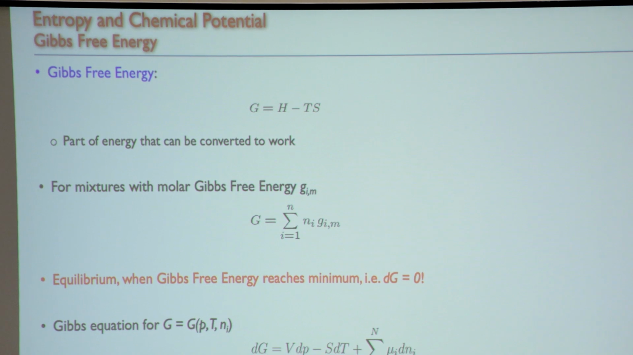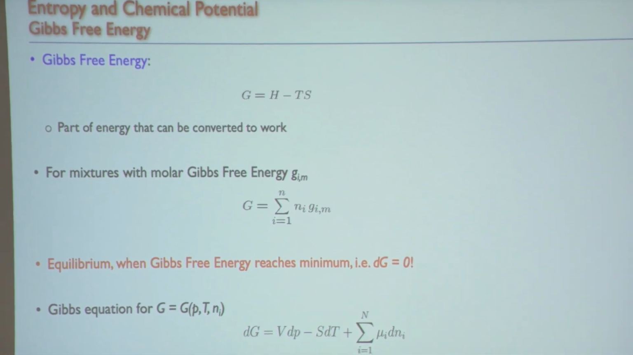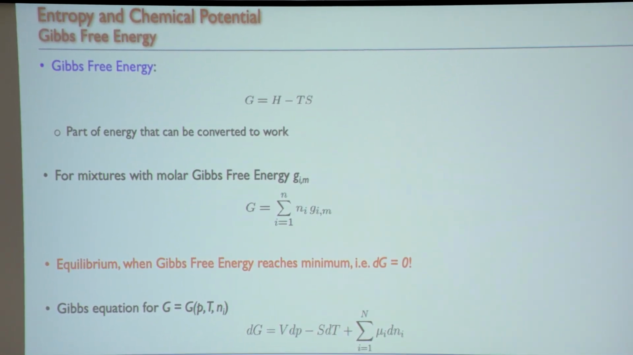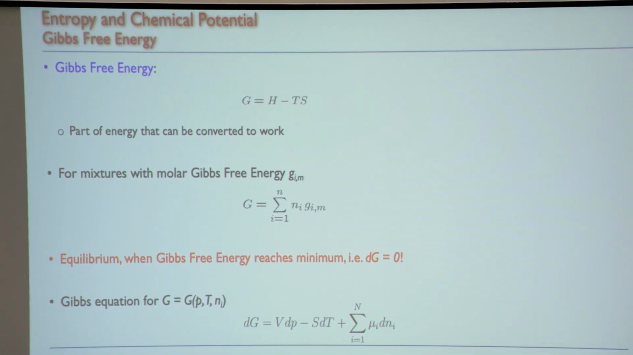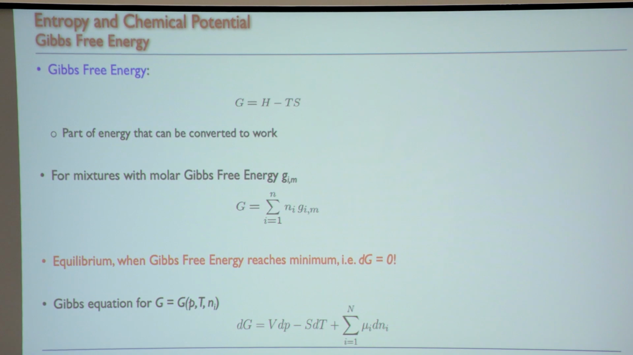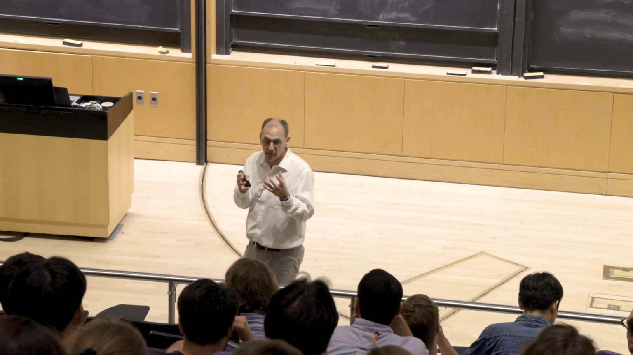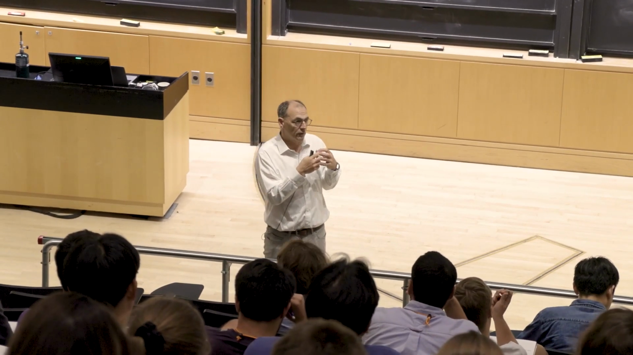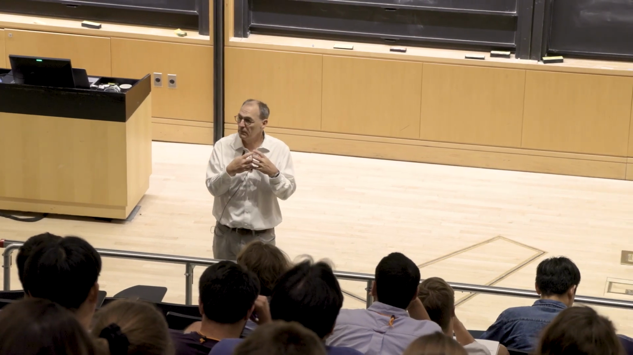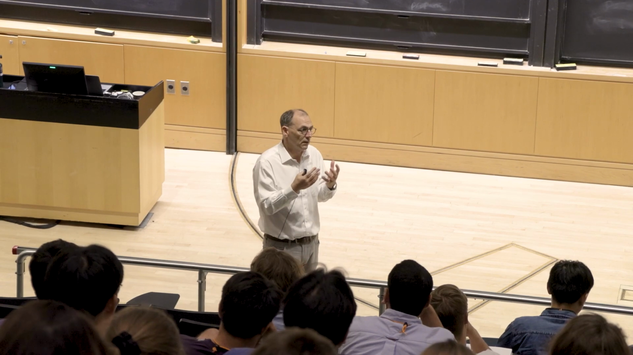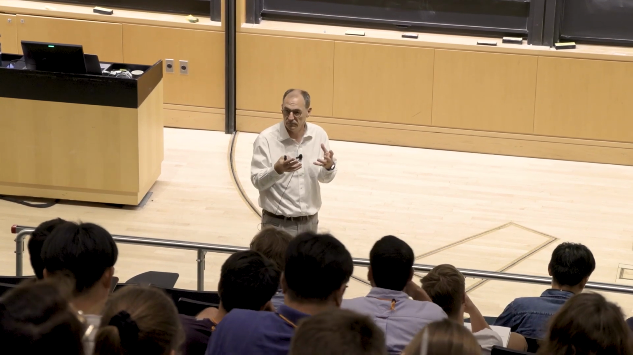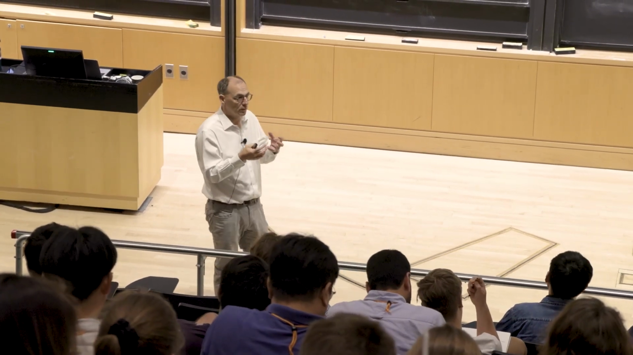Gibbs free energy is H minus Ts. You can show this very easily from the first law and the Gibbs equation. You have a system, and for constant pressure, that is the amount of work that you can extract from that system. Okay, it's the maximum amount of work.